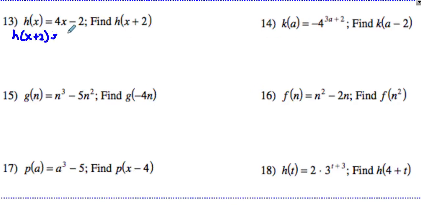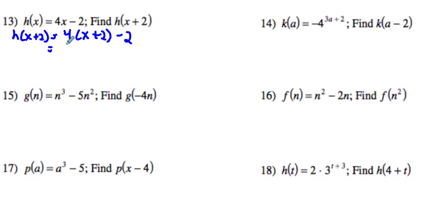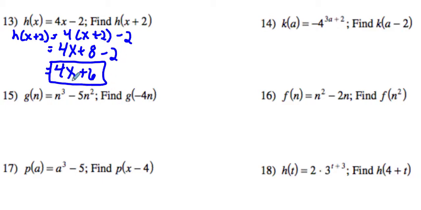H of x plus 2, replace every x with x plus 2, distribute the 4, gives me a 4x plus 8. Combine like terms, 4x plus 6 is what h of x plus 2 is equal to.